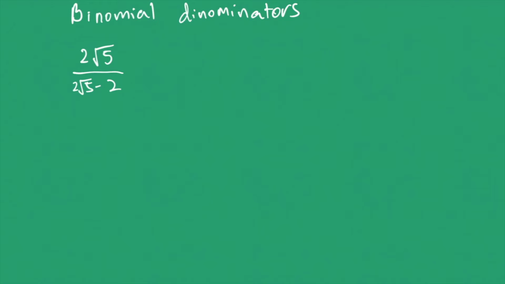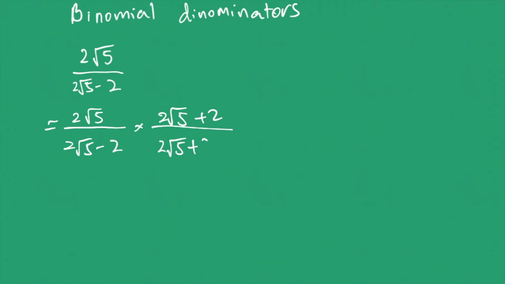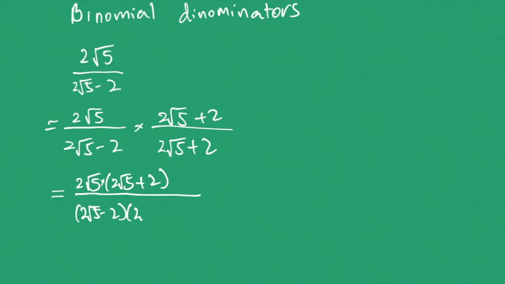2 square root 5 over 2 square root 5 minus 2. As I said before, in order to make the denominator rational, we can use the difference of two squares. We can multiply this expression by 2 square root 5 plus 2 over 2 square root 5 plus 2, which is the same as 1. For the numerator, we can write it as 2 square root 5 times bracket 2 square root 5 plus 2, over 2 square root 5 minus 2 times 2 square root 5 plus 2.